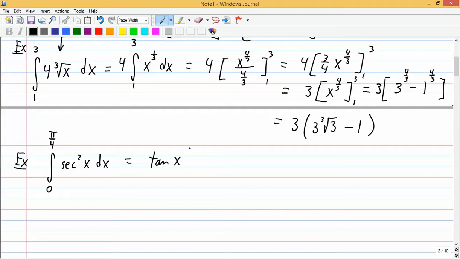I want to evaluate that from 0 to pi over 4. So that's the tangent of pi over 4 minus the tangent of 0. The tangent of pi over 4, we all know, is 1. That's like the tangent of 45 degrees. We don't deal with degrees anymore. We've kind of graduated from that for the most part. So that's going to be, again, just 1. And then minus the tangent of 0, which is 0.